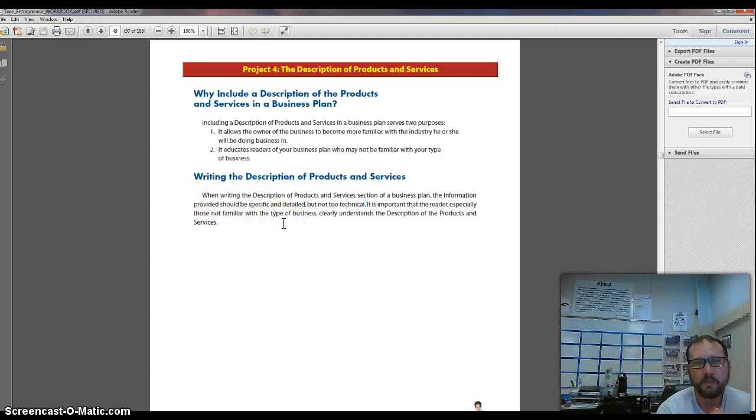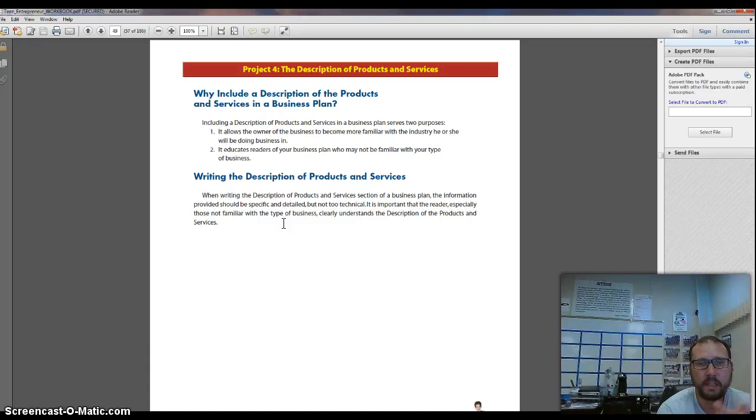Why do we even include this description of the products and services in the business plan? Well, it allows the owner of the business, that's you, to become more familiar with the industry, so you know what's going on with the business and your competition. It also educates the readers of your business plan who may not be familiar with your type of business, especially if it's unique or artistic in nature.